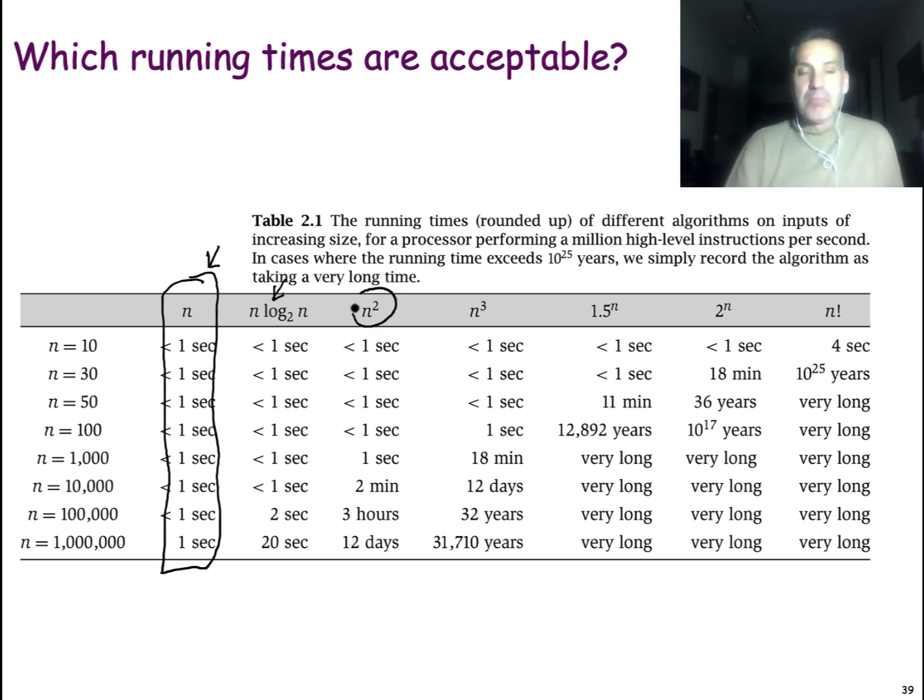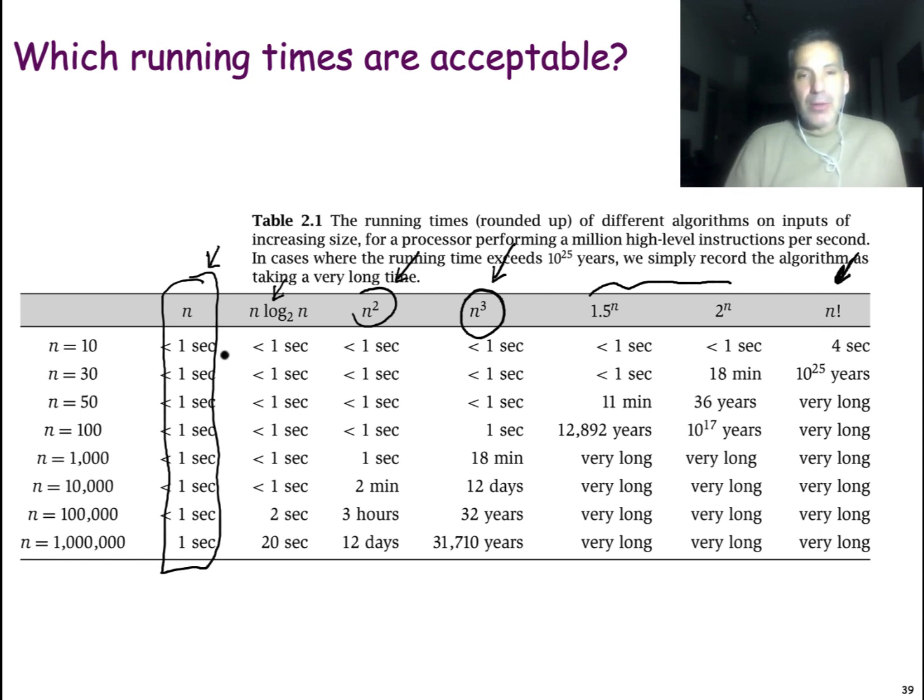N squared would be an algorithm that finds the closest pair of points. N cube, remember we talked about finding disjoint sets. Here we have a couple of columns for algorithms that take an exponential amount of time, and you see what happens when we change the base slightly from 1.5 to 2. And we have also algorithms that take super exponential time, such as n factorial, for instance.